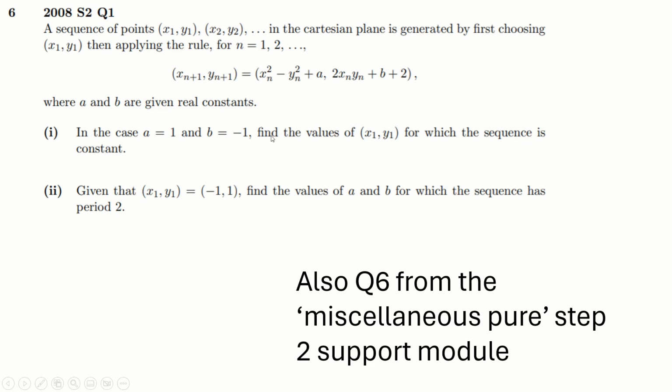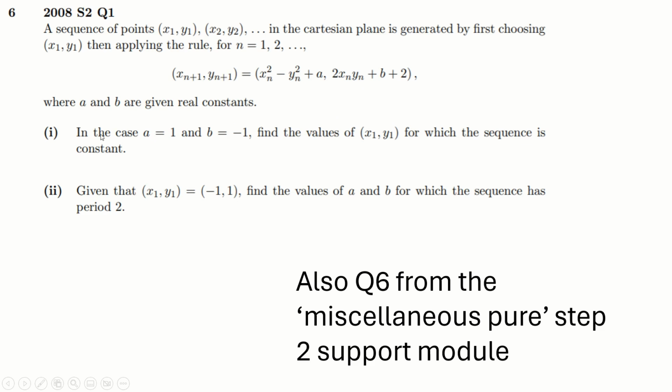Step 2, 2008 question number 1. It's also question 6 from the Miscellaneous Pure Step 2 support module. It's a question about sequences. We've got x1, y1, x2, y2, and so on, and there's a rule for generating them. If you know the previous one, you can get the next one via all of this business.